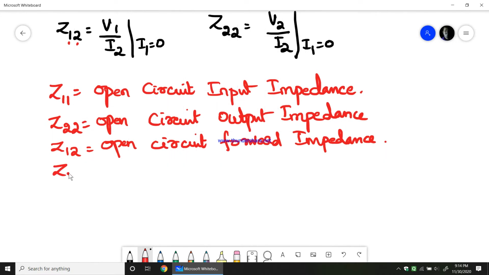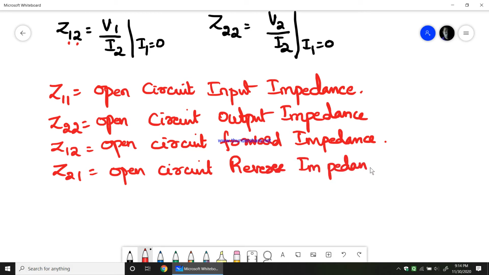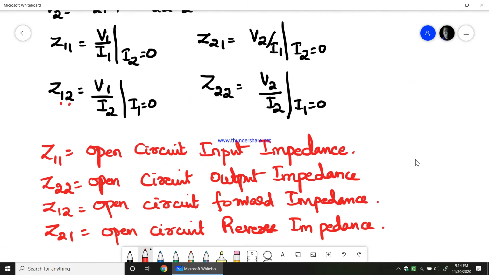Then Z21 is open circuit reverse impedance. Because this is the output voltage by input current ratio. V2 is the output voltage, I1 is the input current. So V2 by I1 is the ratio for Z21. So we normally call it open circuit reverse impedance.